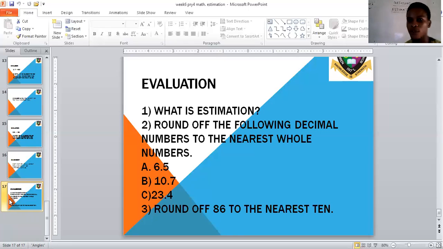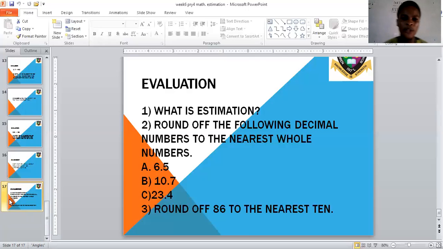That is why I told you earlier on that you don't use the equals sign for the answers when solving questions on estimation. You use the approximately sign, approximately equal to, because you are not giving an accurate answer. You are only trying to get the closest value to the answer.